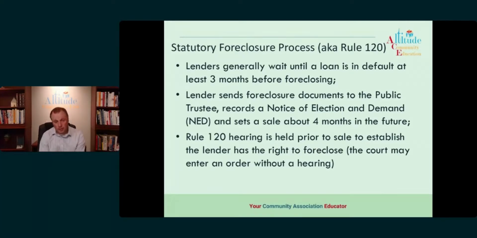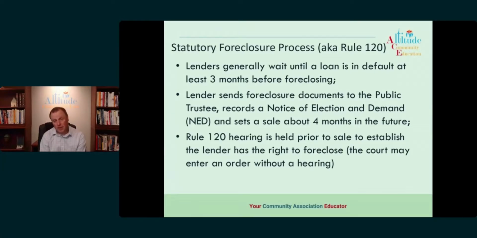When they're doing it, the lender will send their foreclosure documents to the public trustee. They record that notice of election and demand, the NED. That's what allows them, from the date that that's recorded, they have 1 year to complete the foreclosure sale. So again, that can keep getting continued out until you have that 1 year.